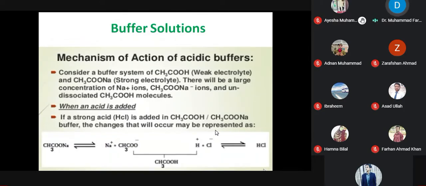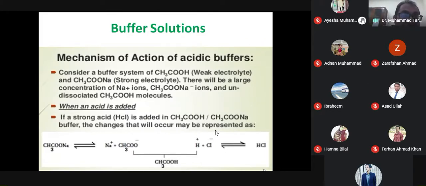How does it maintain its pH, or how does a buffer act? This is the mechanism of action of an acidic buffer. For example, if we have an acidic buffer, then CH3COOH, which is acetic acid, and its salt CH3COONa. This is the buffer solution of these two, where CH3COONa is the salt, while CH3COOH is acetic acid.